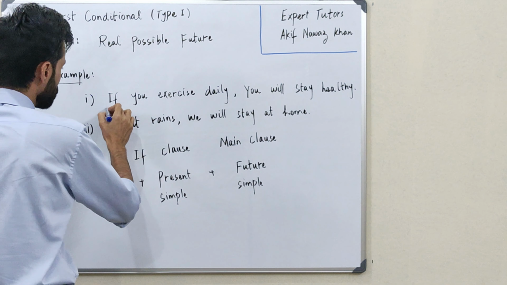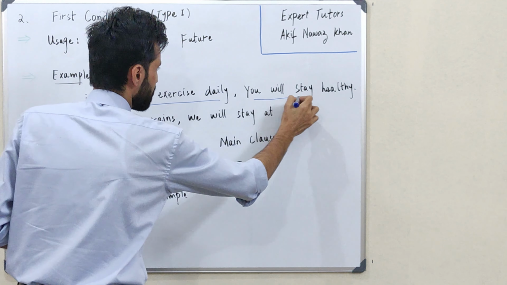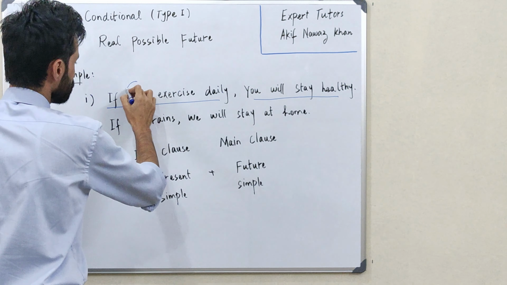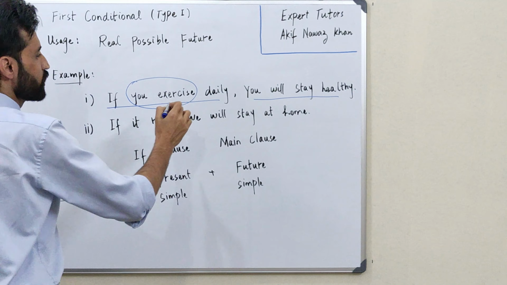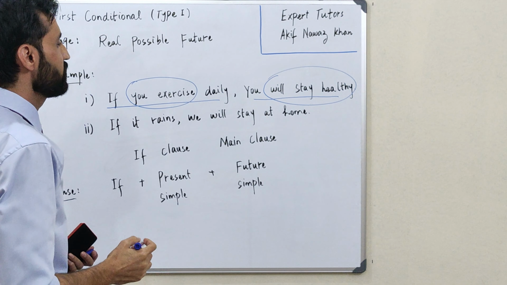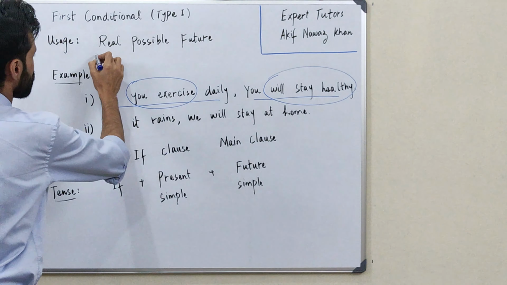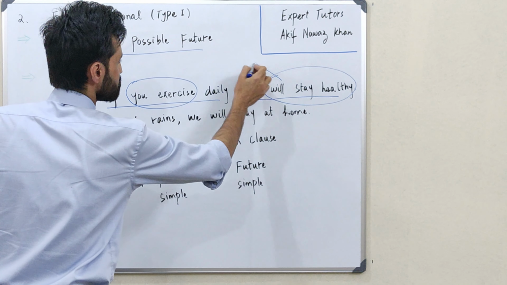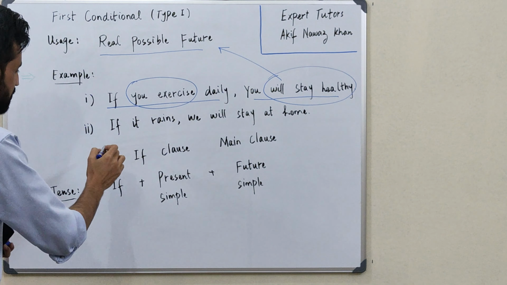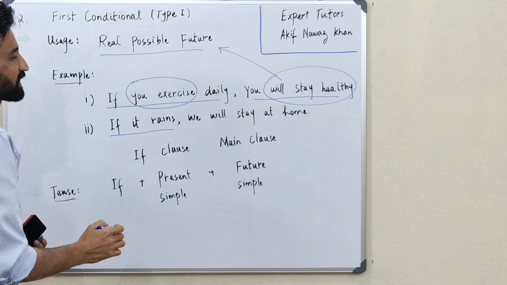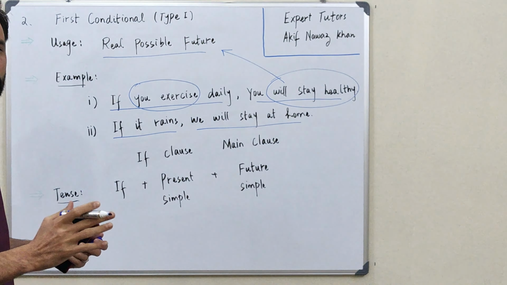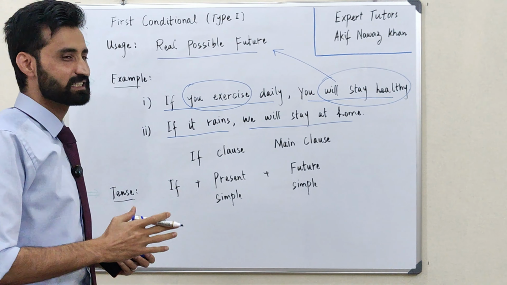The first one is, if you exercise daily, you will stay healthy. Here we have the condition that if you exercise daily, then what will happen in the future? This will actually happen: you will stay healthy. So we talk about a real possible future, and it is a possibility in reality. The next one is, if it rains, this is the condition, we will stay at home, and this is the real possible future. So this is the function of first conditional sentences.